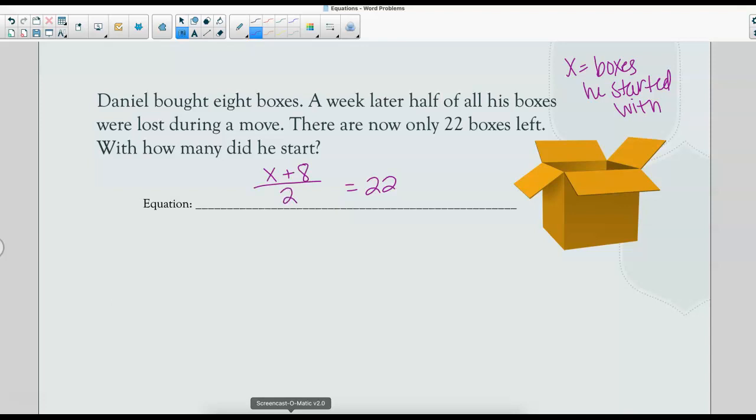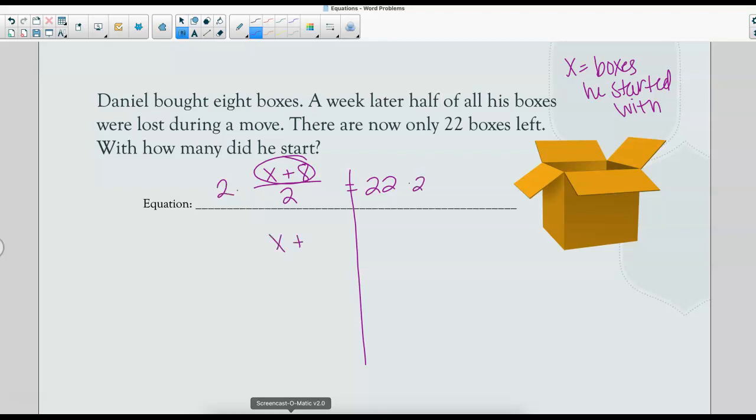Okay, so he had some boxes, he bought 8 more. So you add 8 on to whatever he had, agreed? Then a week later, he lost half of them. So divide by 2. There are now 22 left. Okay, so this becomes a 2-step equation that we have to solve. Draw a line by the equal sign. Circle the variable and its best friend. How do we get rid of the divide by 2? Times each side by 2.